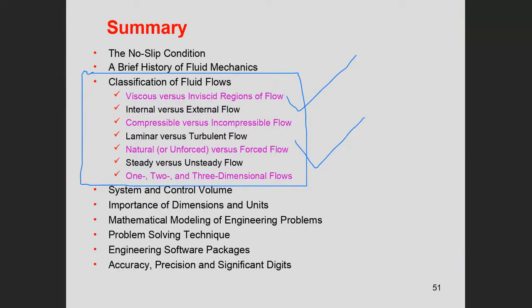We talked about systems and control volume. We talked about dimensions and unit. We talked about mathematical modeling and problem solving and engineering software. And we talked about how accuracy and precision is necessary. This is chapter 1. Thank you very much for listening.